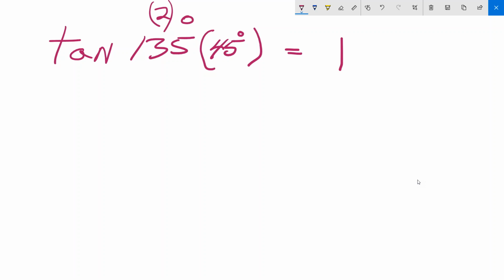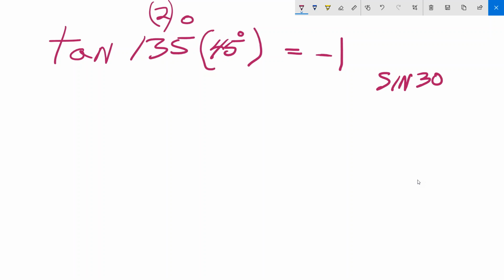Okay? Now there's one last step. And every single evaluation is these same 3 steps. You figure out what quadrant it's in, you figure out the reference angle, you figure out the answer to that, and then you put on the plus or minus sign. What is tangent in the second quadrant? Okay, that's the answer.